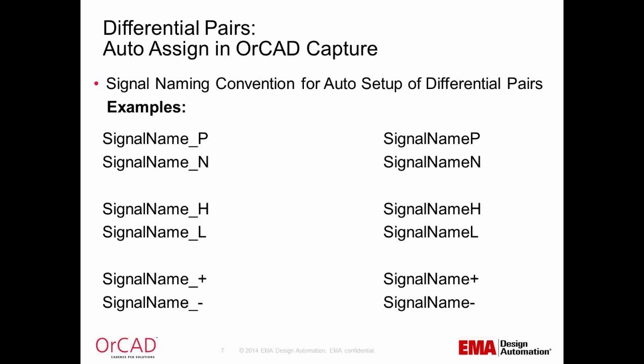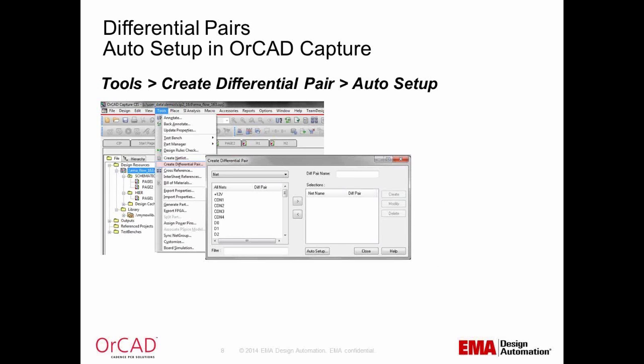To assign differential pairs in OrCAD Capture, you go to your project manager, select your design, and then select Tools, Create Differential Pair from the top menu. As you can see, you may use the resultant Create Differential Pair form to manually assign differential pairs. However, if your nets are named as described in the last slide, the assignment can be done automatically.